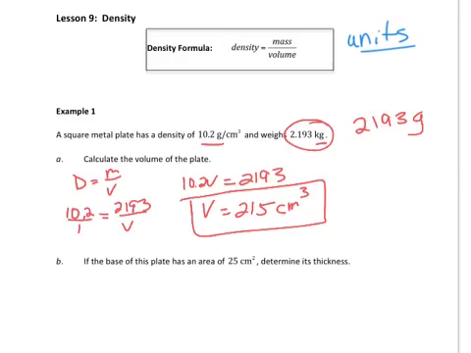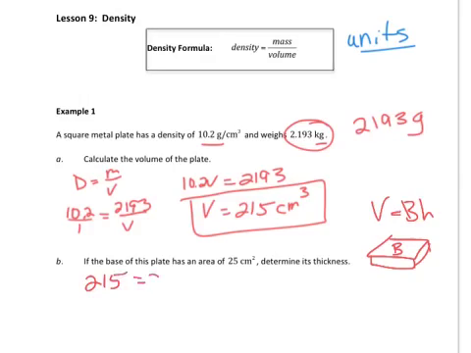So then, there's the volume of the plate, and if we know the plate has a base area of 25 square centimeters, we're going to determine its thickness. So basically, we have the total volume, and we have the base area, and we just want to know the height. We know that volume is base area times height, so our volume is 215. Our base area is 25, and we're solving for the height. Well, you divide 215 by 25, and you end up with 8.6 centimeters.